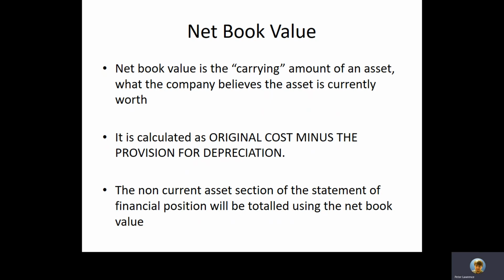Now, this again appears in the non-current asset section of the statement of financial position. And we total up the non-current asset section using the net book value, because that tells us the current value of all of our assets.